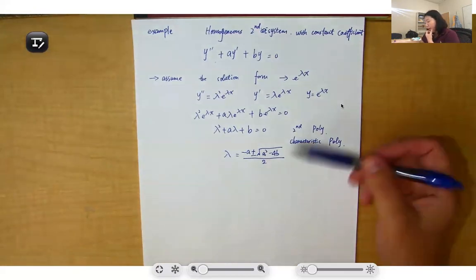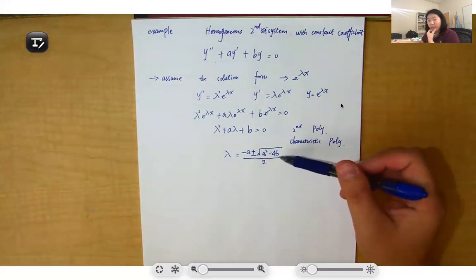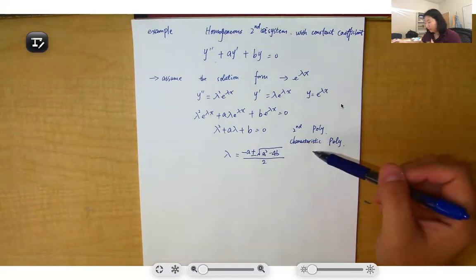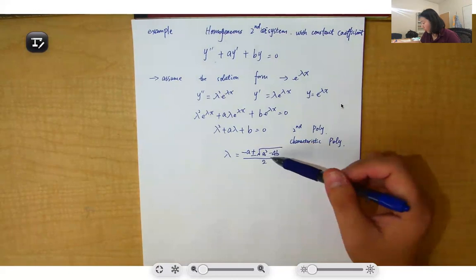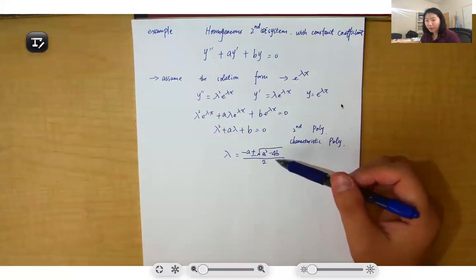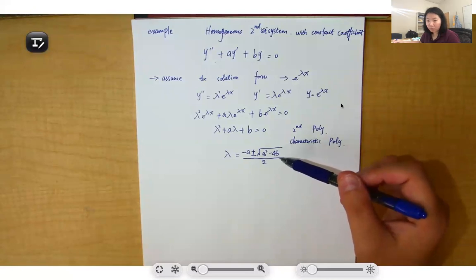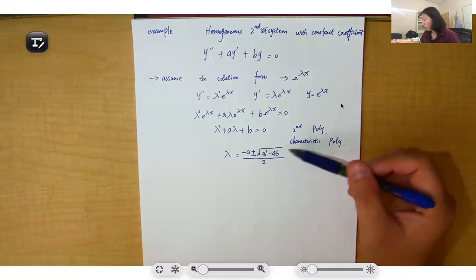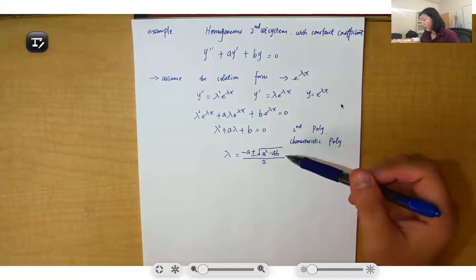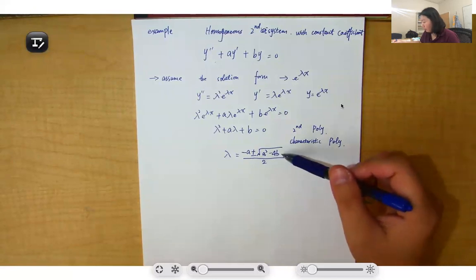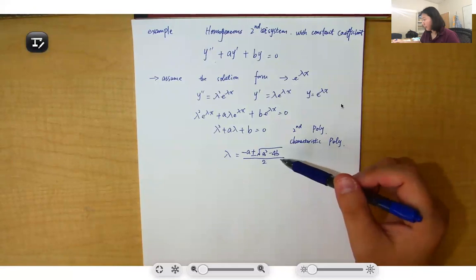It really depends on whether the number under the square root, a squared minus 4b, is positive, negative, or 0. Then we can see how the roots look and how the solution form looks. So we will talk about the different scenarios, whether this part is positive, negative, or 0, in the following part.